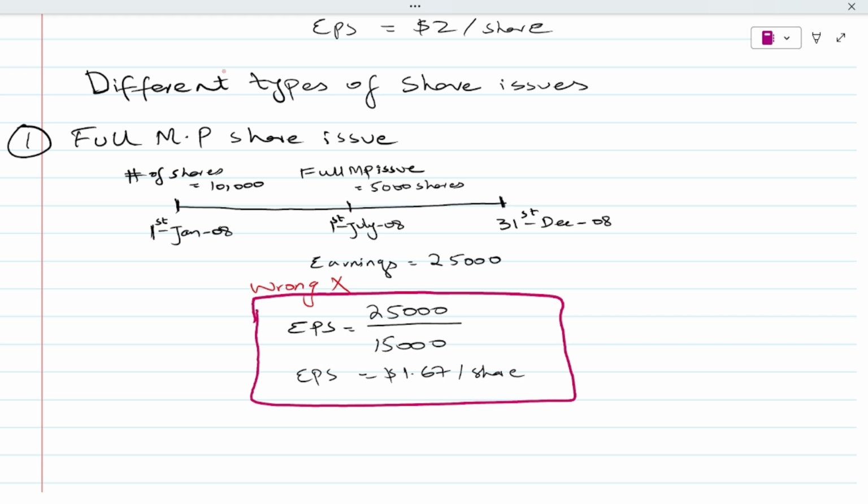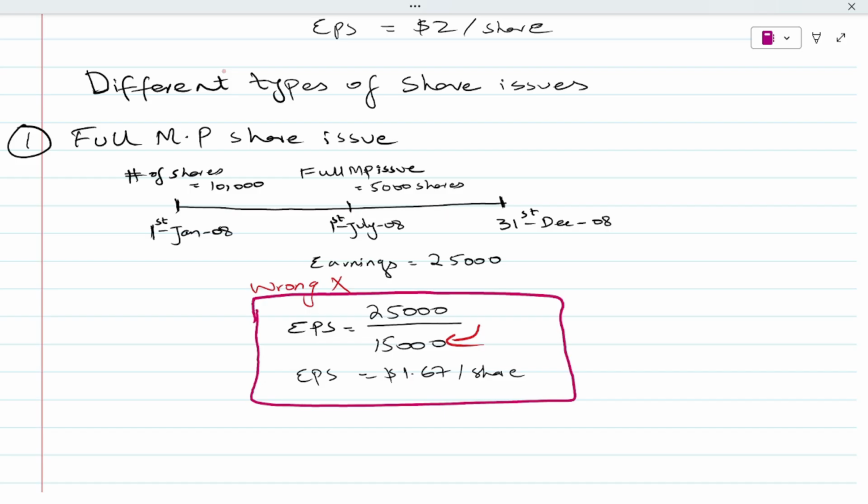The reason why it's wrong is that, do you see that the earning is throughout the year, right? The earning that we have in the numerator of $25,000 is the earning for the entire year, correct? From 2008 at the start to the end. Whereas if we look in the denominator, we have total shares of 15,000, correct? That's the value that we have taken, 15,000.